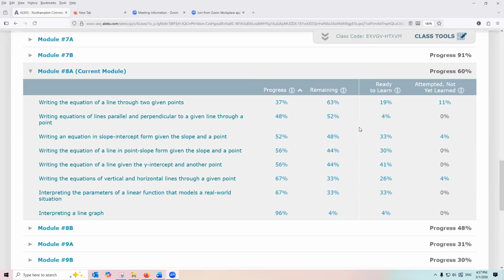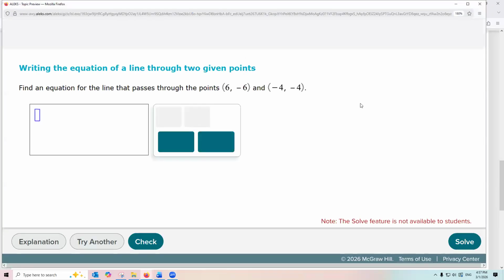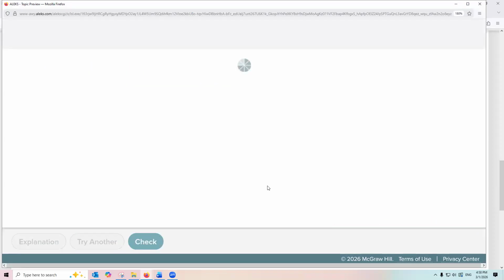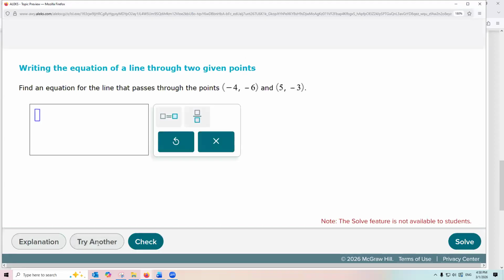I wanted to go over a few topics from Module 8A and 8B. So let me start with Module 8A. First one here is write the equation of a line through two given points. And let me get an example that's a little different. Let's take a look at this one.